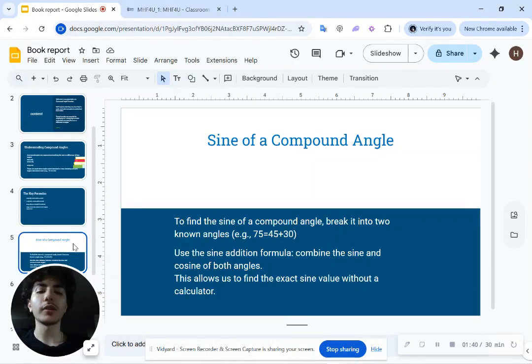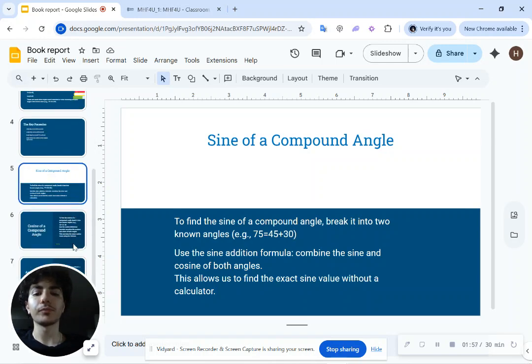The sine of a compound angle. To find the sine of a compound angle, break it into two known angles. Example, 75 equals 45 plus 30. Use the sine addition formula to combine the sine and the cosine of both angles. This allows me to find the exact sine value without a calculator.